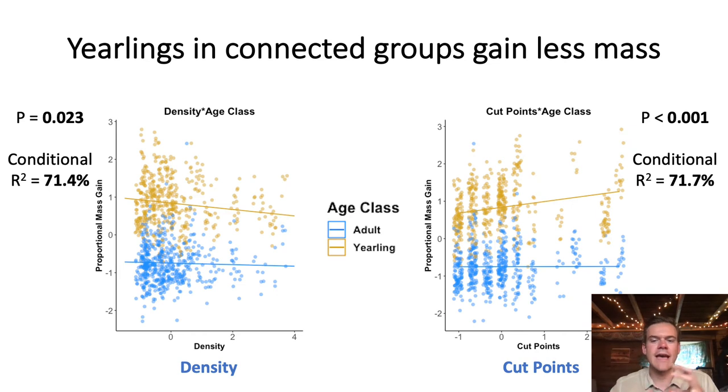Cut points, which gets at how fragmentable or how easy it is to break a group into two different groups, is good for yearlings. As groups become more fragmentable, yearlings gain proportionally more mass. This complements the finding for density. Together, yearlings residing in connected and unbreakable groups gain less mass than those in connected and breakable groups. This is supported by marmots being facultatively social and experiencing costs from being more connected on the individual level. However, as yearlings are the glue in marmot social groups, this finding is interesting and calls for more research.